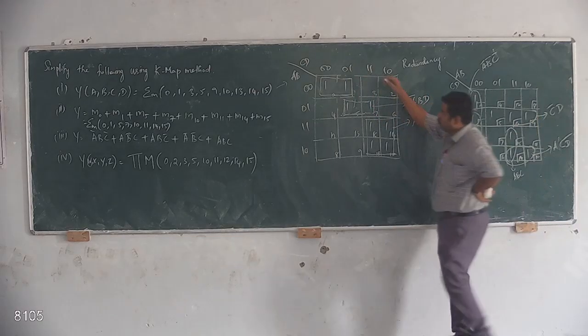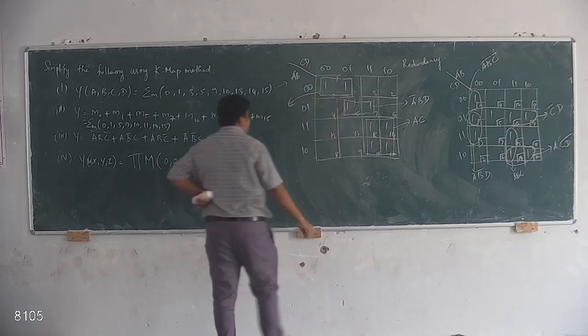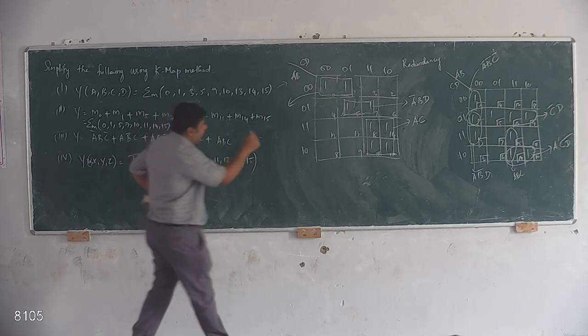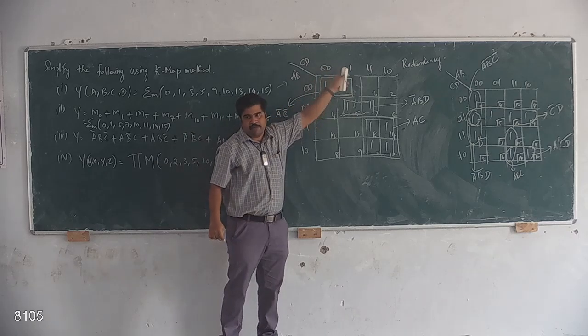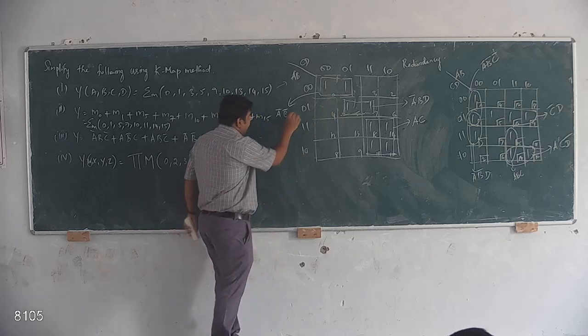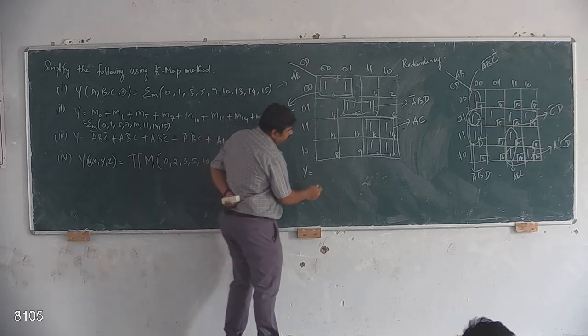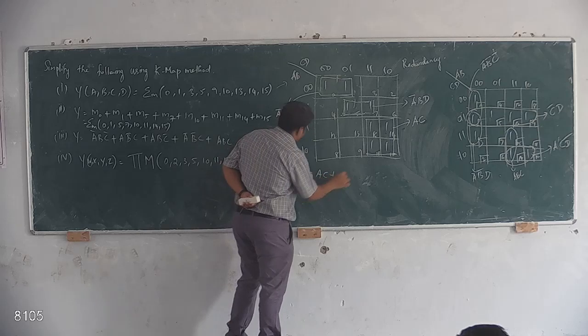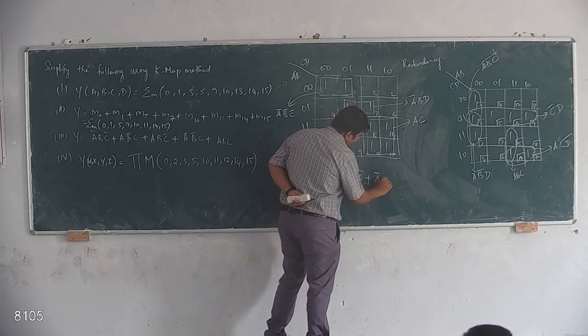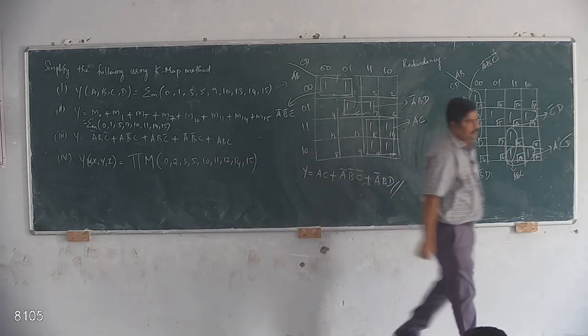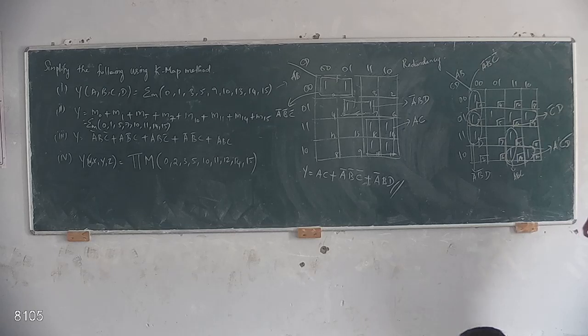Next, these two. What is the answer for this? The common value is A bar B bar. In these two adjacent cells, what is the common value? C bar. So the answer is Y equals AC plus A bar B bar C bar plus A bar BD. That's all. Any doubt in this? The only thing is you need to identify the common values.